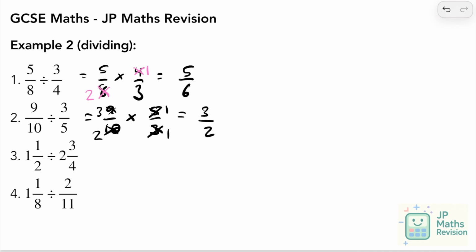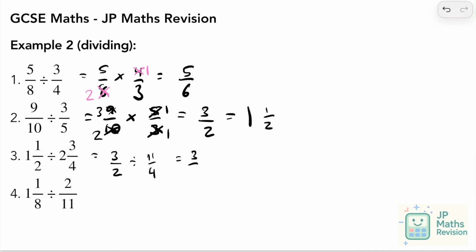If I write that as a mixed number, I can say 2 goes into 3 one time with 1 as a remainder. So it's the same as 1 1/2. This next one, I'm going to turn them both into improper fractions first. So 1 times 2 plus 1 is going to be 3 over 2. And I'm dividing that by 2 times 4 plus 3, so that's 11 over 4.